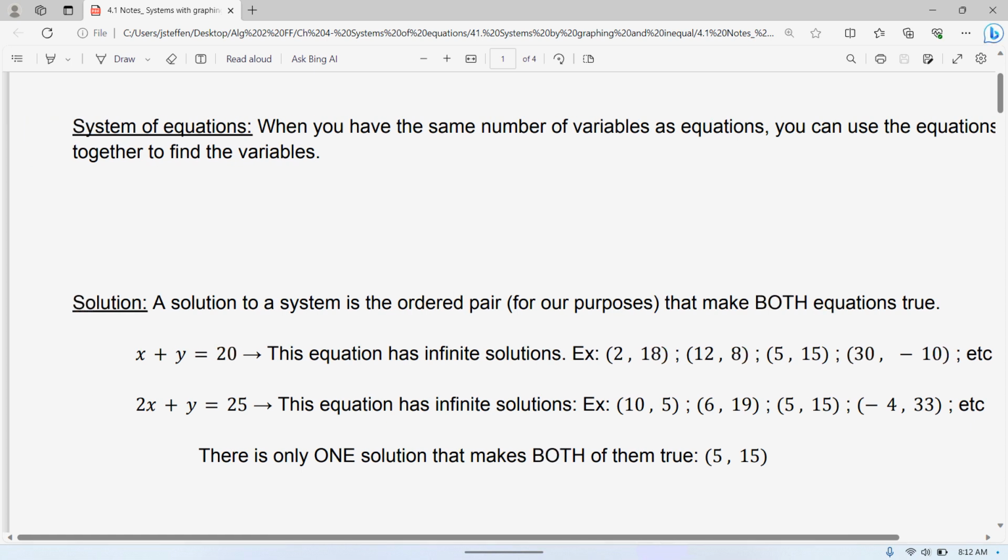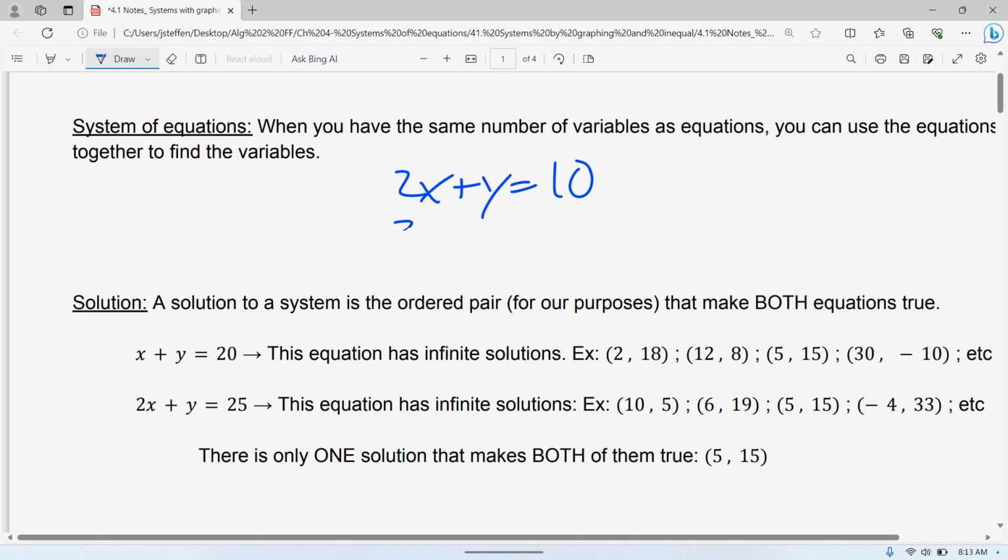So for instance, if we had the equation 2x plus y is equal to 10, we can't solve that because there's two variables. It depends on what x is. You could change your y. If x is 5, y is just 0. If y is 10, then x is 0. So there's a lot of different things. You can't solve for x or y because you only have one equation with two variables.